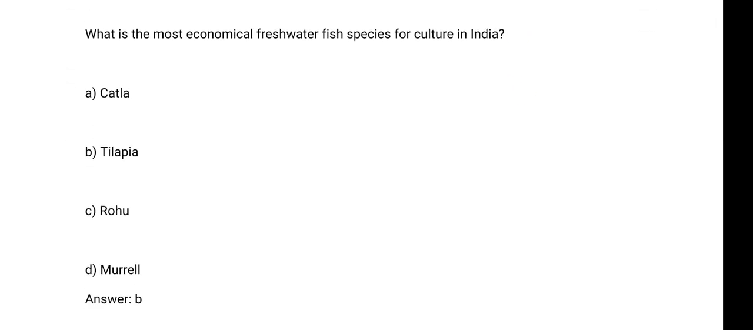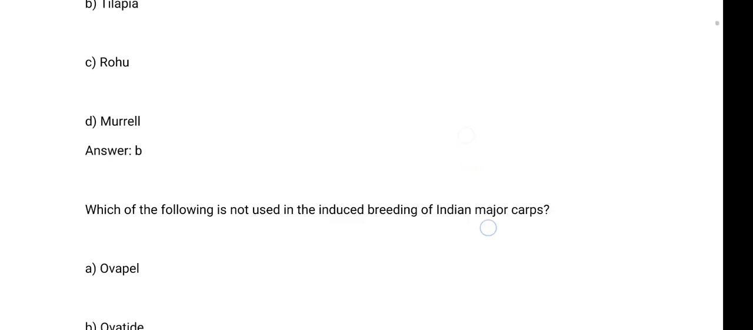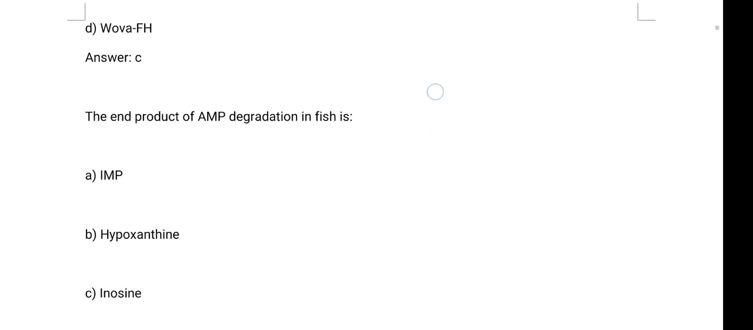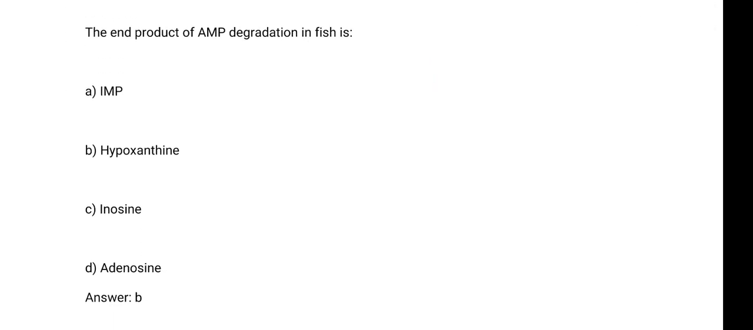What is the most economical freshwater fish species for culture in India? So it is tilapia. Which of the following is not used in the induced breeding of Indian major carp? So among them, the correct answer will be estradiol, option C. The end product of AMP degradation in fish is hypoxanthine.